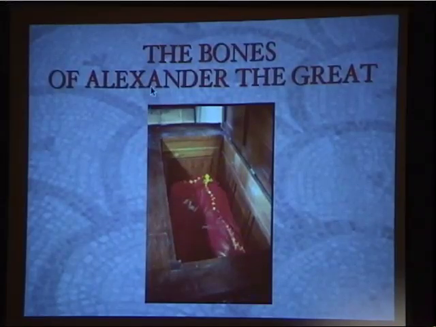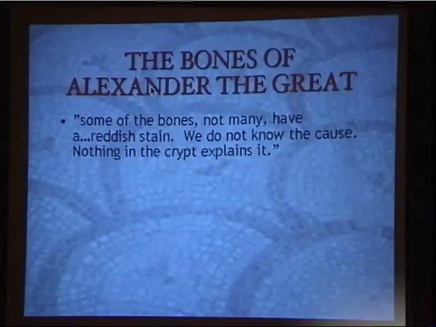So I went up to the monastery and I talked to Father John, who was the priest of the monastery, the person who dealt with outsiders. And I said, thinking no connection to Alexandria at all, this business with George had happened months earlier, is there anything you can tell me about the bones? And he said, well, some of the bones, not many, have a reddish stain. We don't know the cause. Nothing in the crypt explains it.